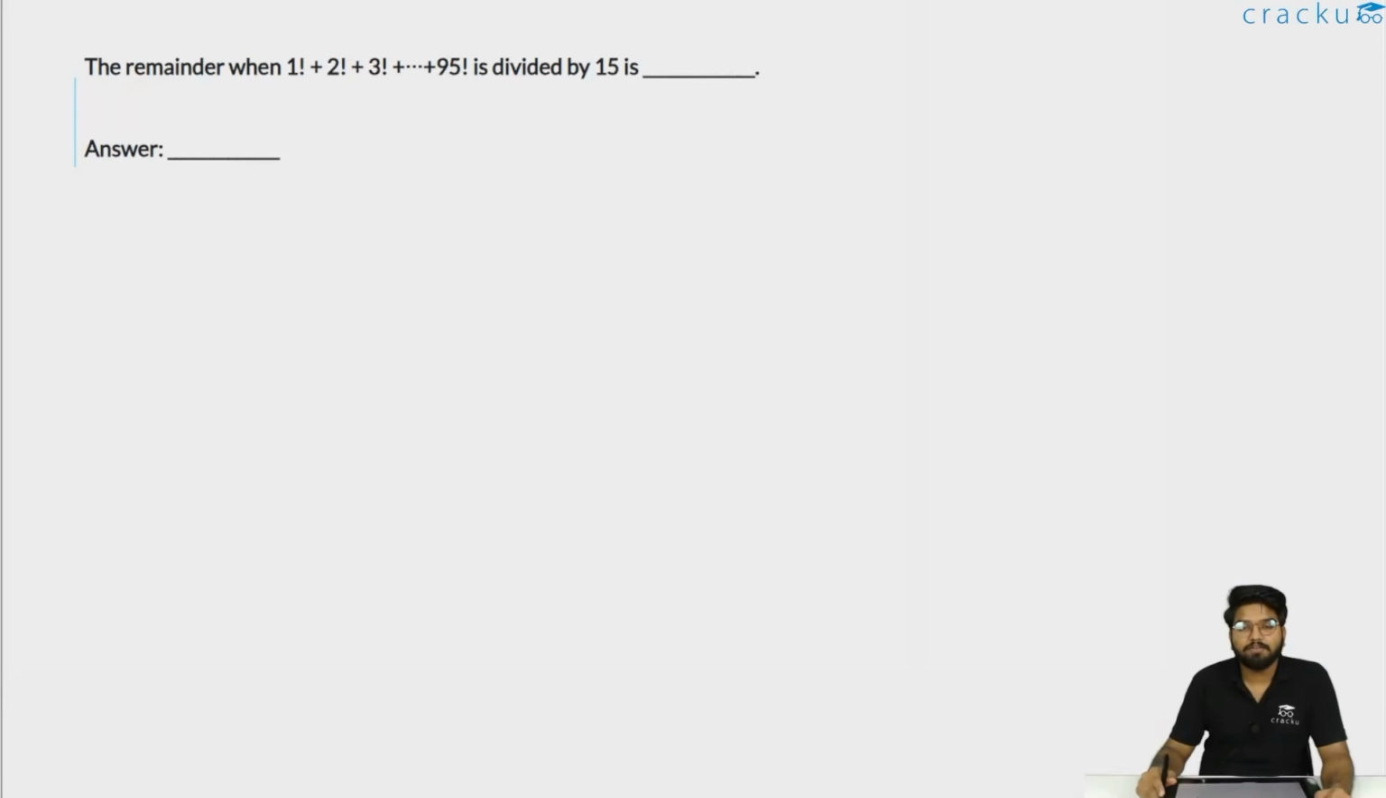Hi guys, we have this question based on number system, and specifically a remainder type question. It says: find the remainder when 1 factorial plus 2 factorial plus 3 factorial and so on till 95 factorial is divided by 15. So we need to find the remainder. In all such questions, understand that you are not required to find the multiples of all numbers from 1 factorial till 95 factorial. It is practically not possible. So all you need is the logic, how can you find the remainder?